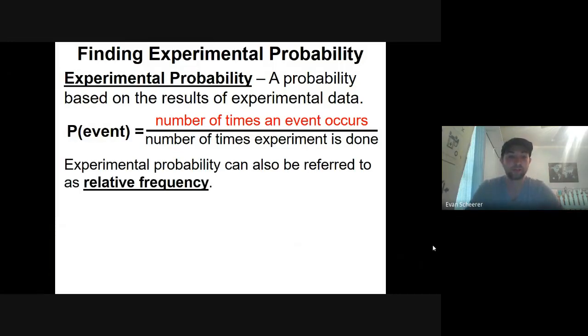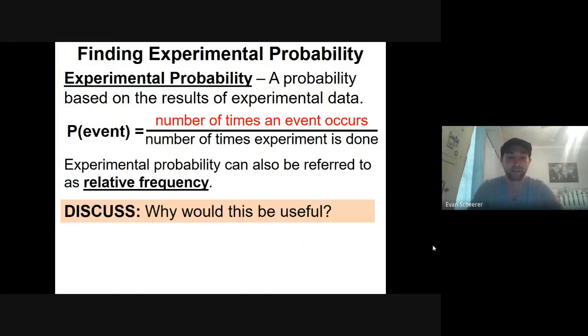Experimental probability can also be referred to as relative frequency. So I think you'll see that on a couple of the homework problems. Whenever you see relative frequency, make sure you just think of experimental probability. They are the exact same thing.